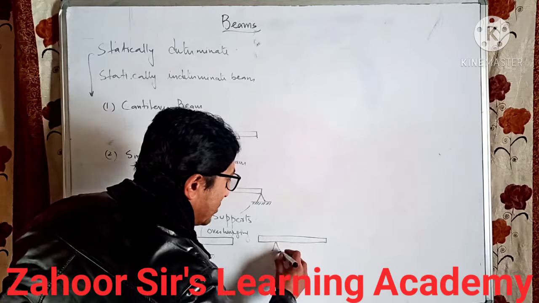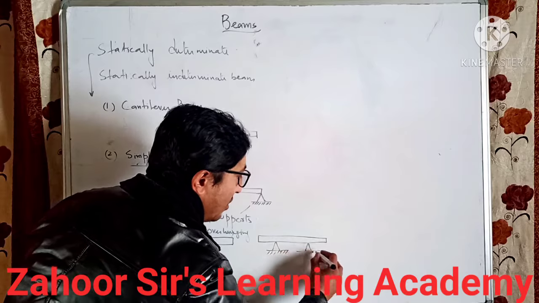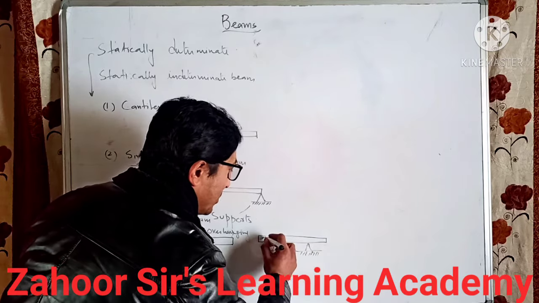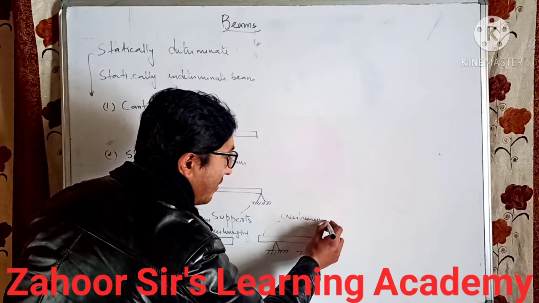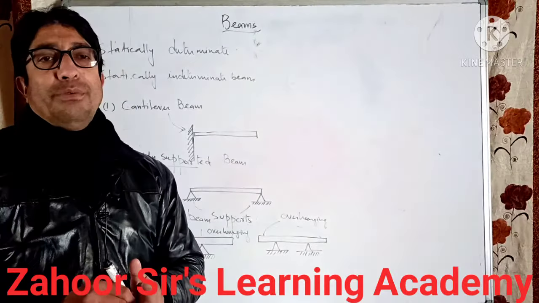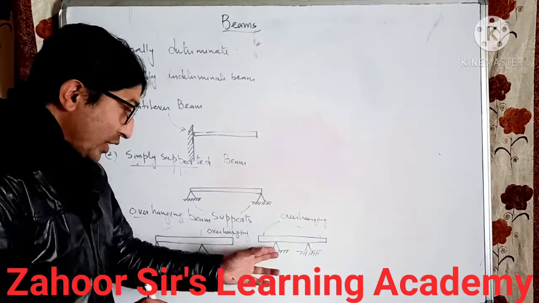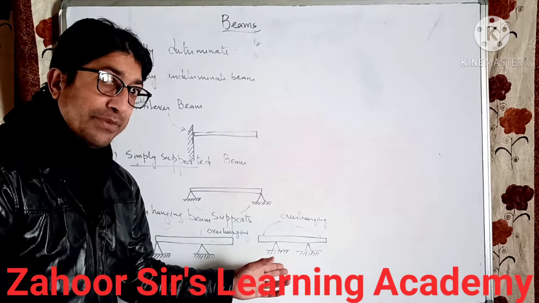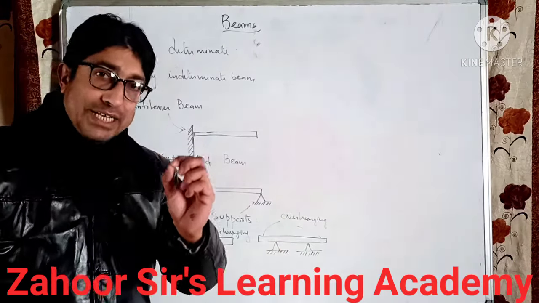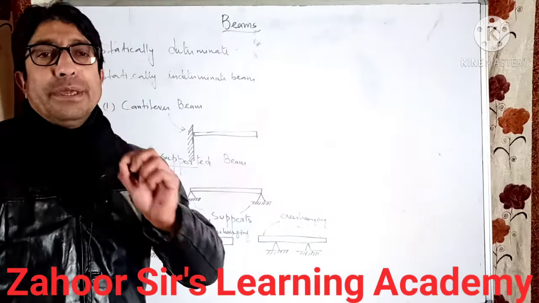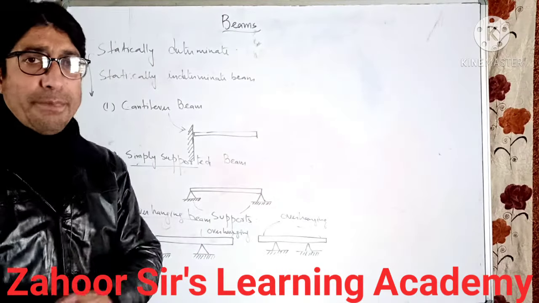Now the overhang is not only at one end of the beam, the overhang is on both sides. So this side is overhanging and this side is overhanging. That type of beam is called an overhanging beam: a beam whose supports beneath are away from its ends. So these are the 3 major types of statically determinate beam.